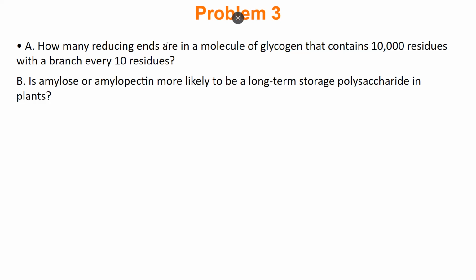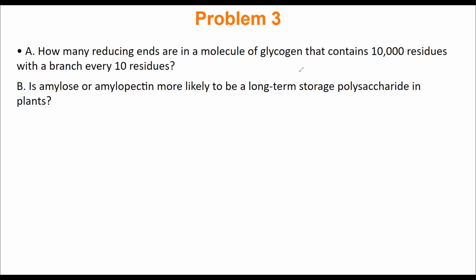All right, so we have a molecule of glycogen, 10,000 residues. It branches every 10 residues. How many reducing ends do we have? You might be tempted to do some math of like 10,000 divided by 10 and get the answer of 1,000. The answer is 1. Remember, the reducing end is the very last glucose. You're always only going to have 1 reducing end in glycogen, amylose, and amylopectin.